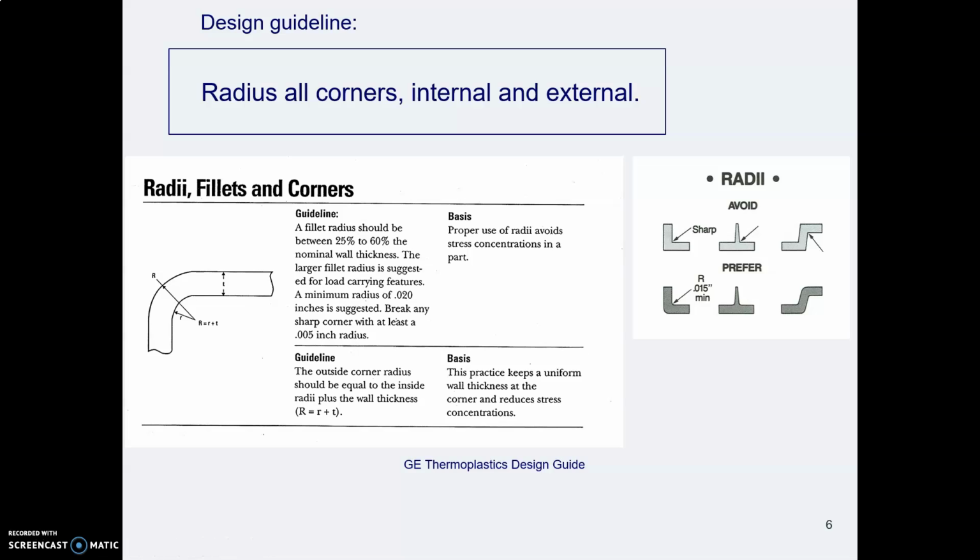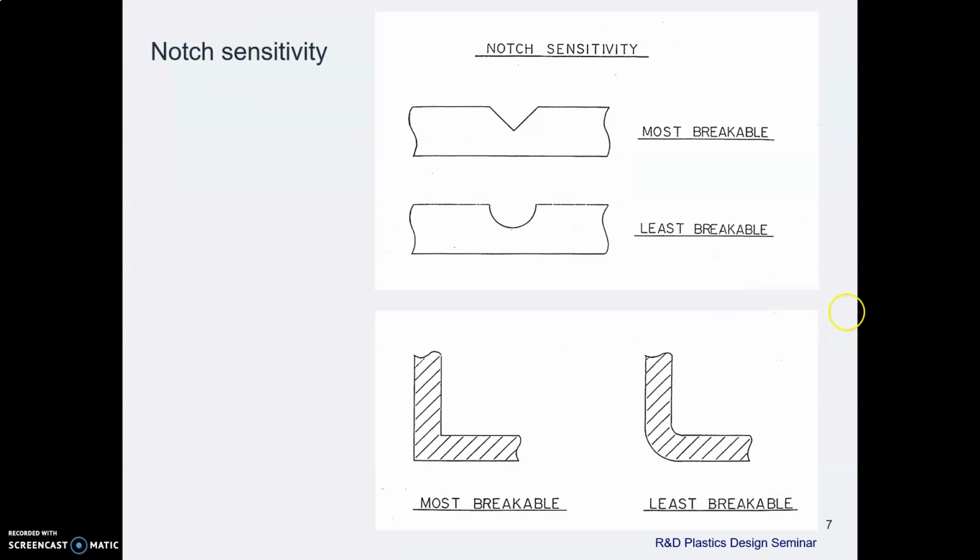Speaking of radius the corners, this is probably the number 2 important guideline, although I don't know, uniform wall thickness and radius all corners are both pretty darn important. So radius all corners, no sharp corners, period. Sharp corners cause a couple of things. One we just looked at a couple of slides ago.